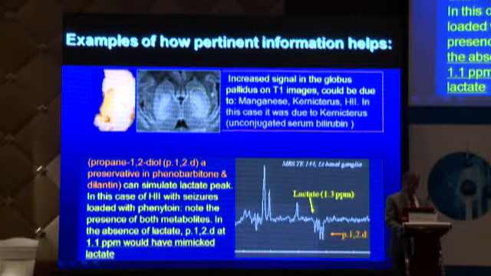So you can see this is a patient where, due to manganese or connectors, there is increased T1 signal within the globus pallidus. This is a patient who was loaded with phenobarb, had hypoxic ischemic injury, and you can see lactate which occurs at 1.3 ppm on MR spectroscopy. This is a preservative for phenobarbital, propane 1,2-diol. Now if you didn't have the lactate, you would think that this is lactate and you would mistake this for an abnormal insult to the brain.